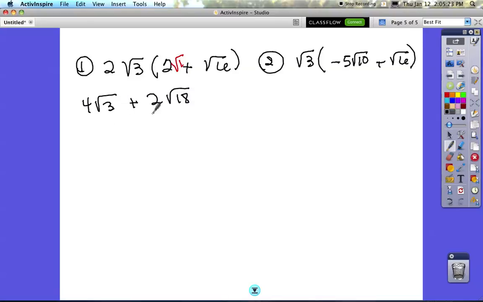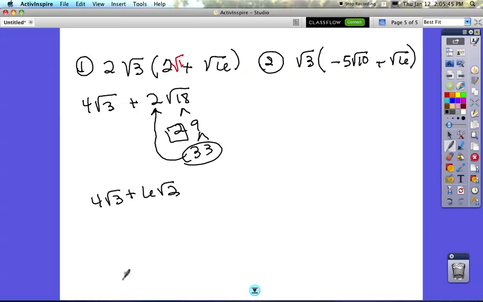Now, this is in simplest form, but 18 can be broken down to 2 and 9, 3 and 3. So if you'll draw your arrow to the outside, you won't mistakenly not multiply. We okay? Okay. So I've got 4 square roots of 3 plus 6 square roots of 2. Good. Now, what is assumed out in front right here? And what is right here? So now all of them have coefficients and all of them have radicals.